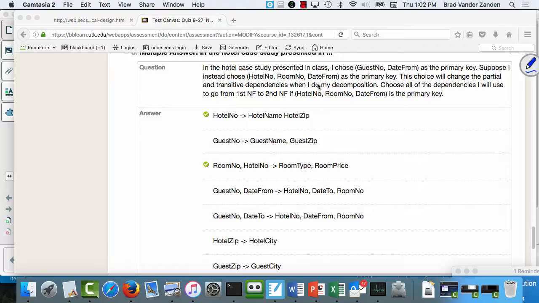Okay, it would have caused there to be 2 dependencies that I would have used to move from first normal form to second normal form, and it would have been these 2. So hotel number determines the hotel name and hotel zip. So you had those dependencies from the case study, and hotel number, this is the primary key right here. So hotel number is certainly a subset, and also room number and hotel number are a subset. Okay, and none of the rest are. Yep.